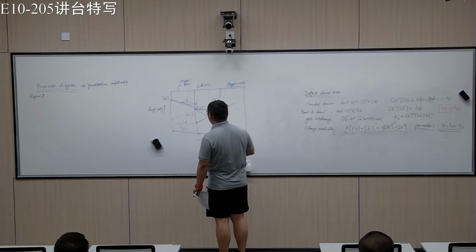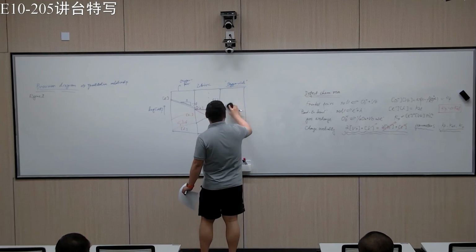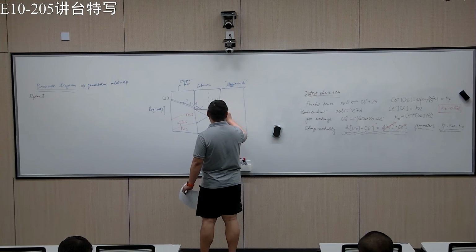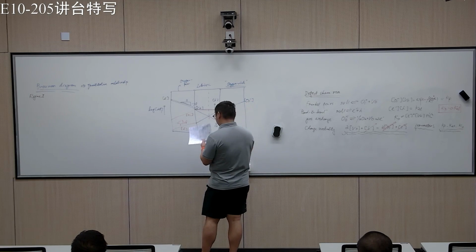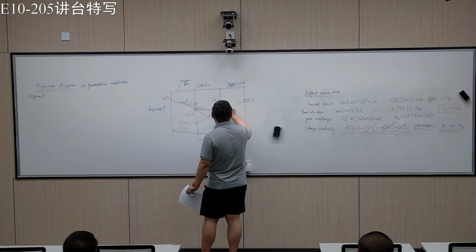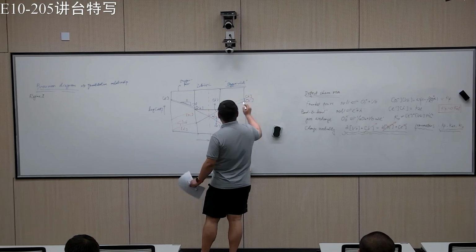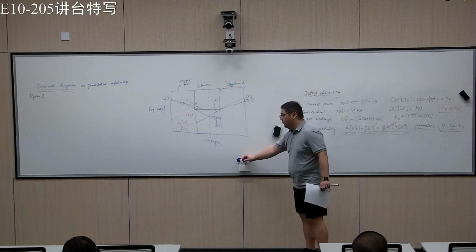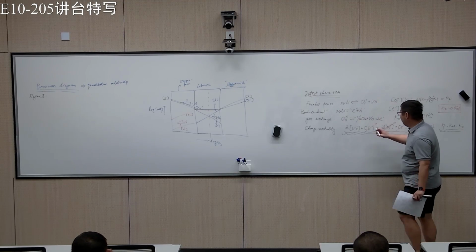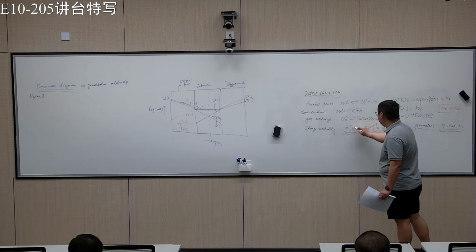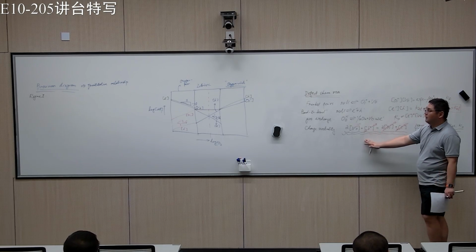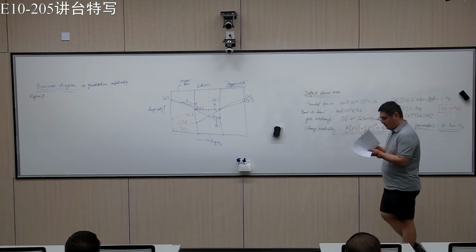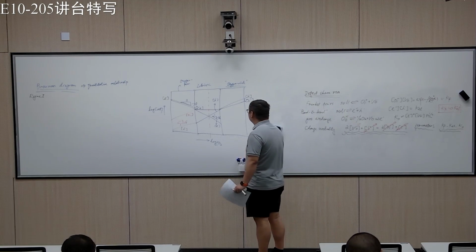Let me make it shallower. So the oxygen interstitials and the holes will be balanced by this one. Again, the last one will be, this guy cancels out. Basically, the oxygen interstitials and holes are pretty much the defect of highest concentration.